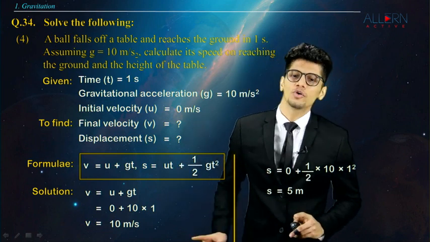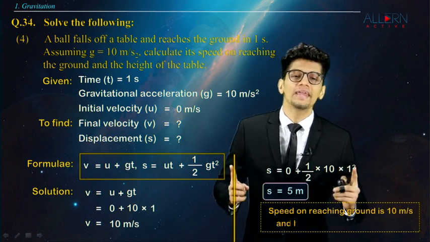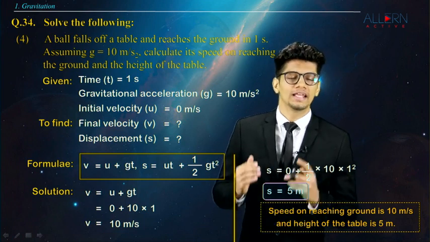So we have the value of v as well as s. So we'll write the final statement, that is speed on reaching the ground is 10 meters per second and height of the table is 5 meters.